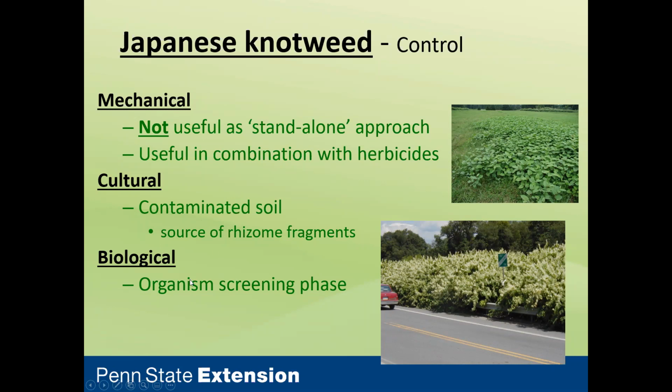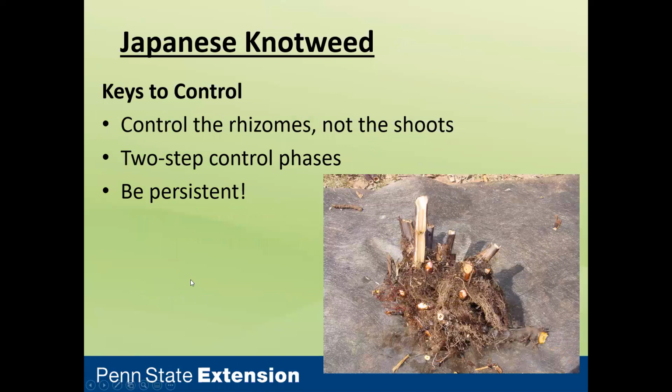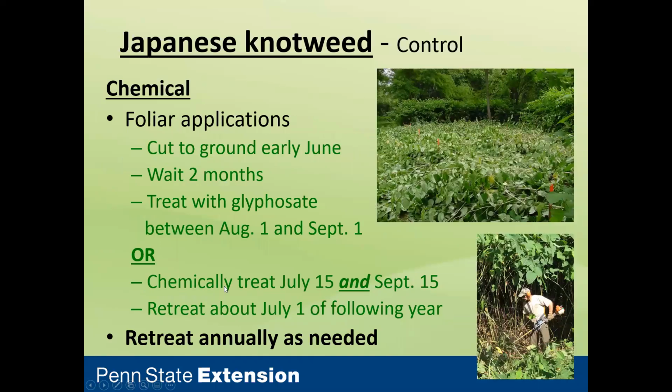I don't know of any biological means, but the key to controlling this plant is a two-step approach. What we're going to talk about here is cutting it to the ground in early June, which is what you see in this image here, waiting 2 months or eight weeks, and then coming back and doing a foliar application in late summer, August 1st to September 1st. Or you can use multiple chemical treatments, but the only way you're going to be able to do that is if you have a high volume sprayer, because you're going to be spraying plants that are well over your head, 10 to 15 feet high.